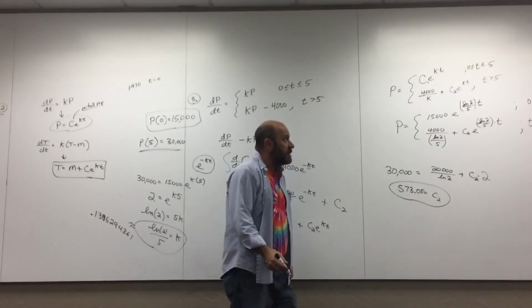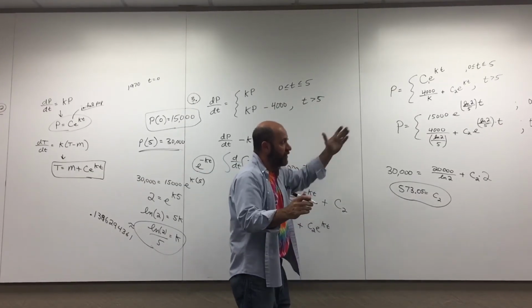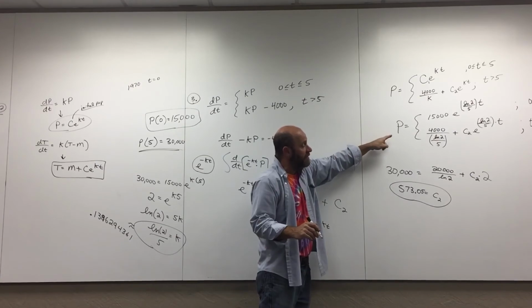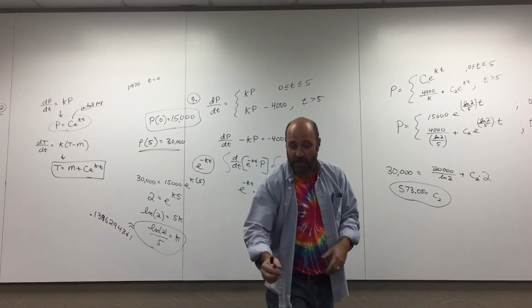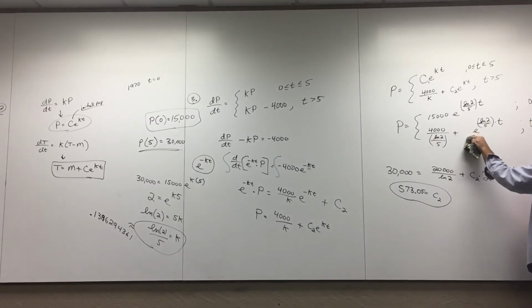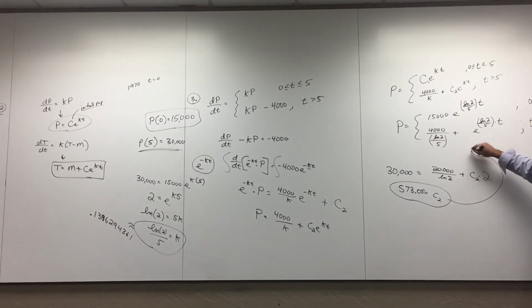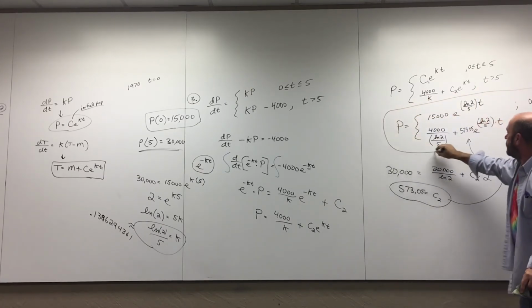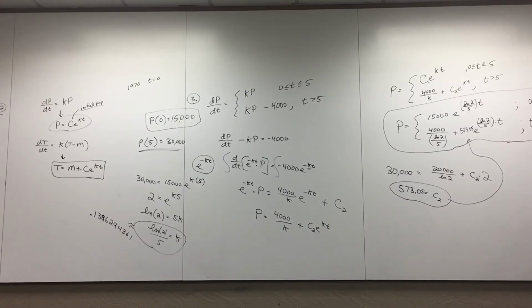So we are finished, and I could rewrite this whole solution. This is the solution. To tell you the truth, though, with the magic of the whiteboard, I can just come over here and erase that little C2 and put that answer in there and save myself a little writing. 573.05 e to the, this is it. This is the solution to the piecewise differential equation.